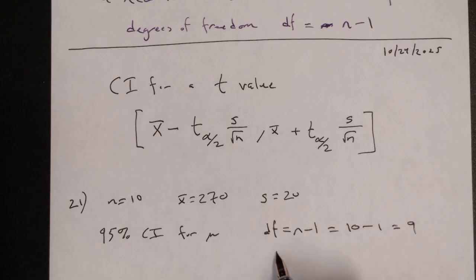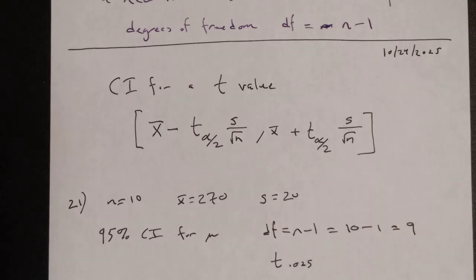And then the t-value, it should be t of 0.025 because it's alpha over 2, right? 95% confidence interval means the alpha is 0.05. Half of that is 0.025. And what number did we come up with? 2.262 out of my table.